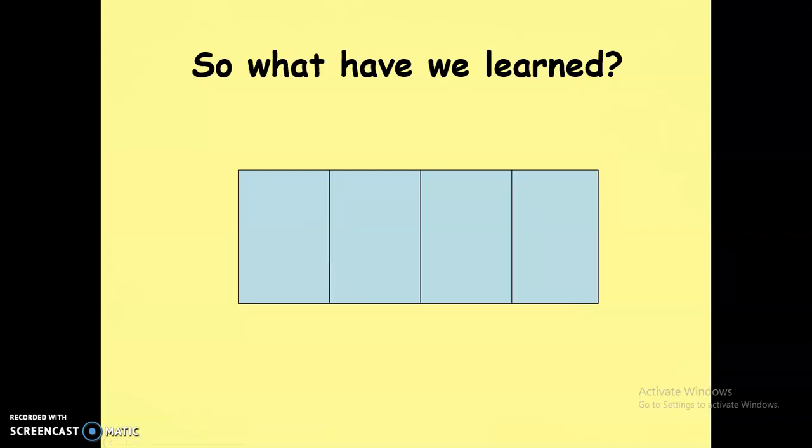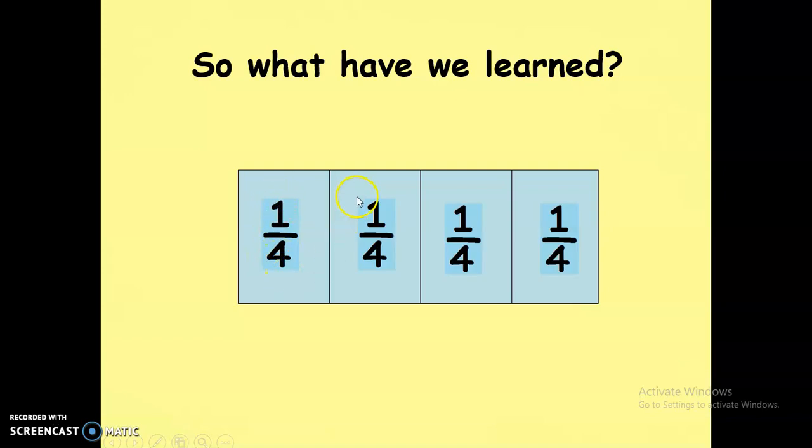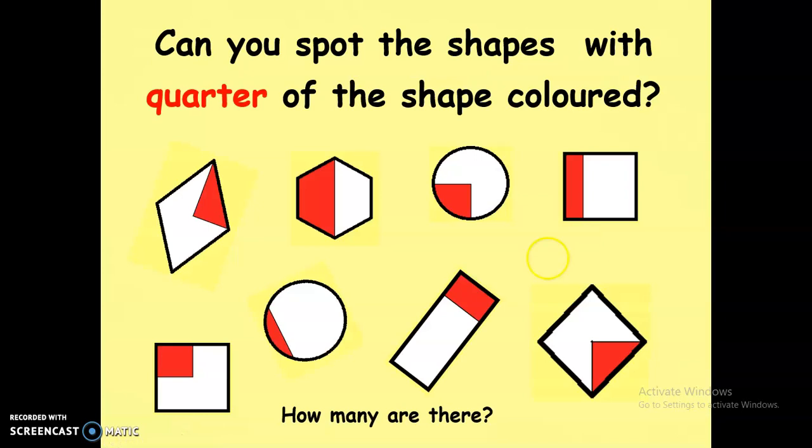Let's continue. Now it has been cut into 4 equal parts. I love this. So now that it has been cut into 4 equal parts, that means that one piece of it is a quarter. So it has been written 1 over 4, 1 over 4, 1 over 4, and 1 over 4. Okay, now we are going to ask ourselves some questions. Can you spot the shapes with a quarter of the shape colored? So you have these shapes over here. We want to see which one of them is a quarter. Are you able to remember that?